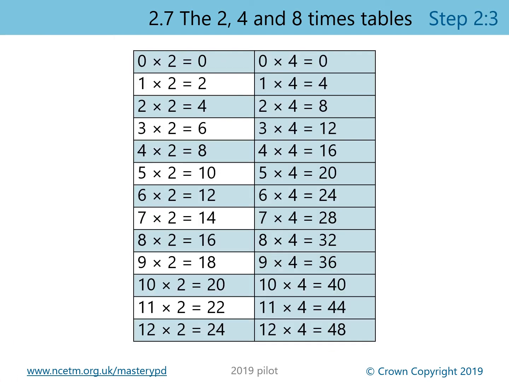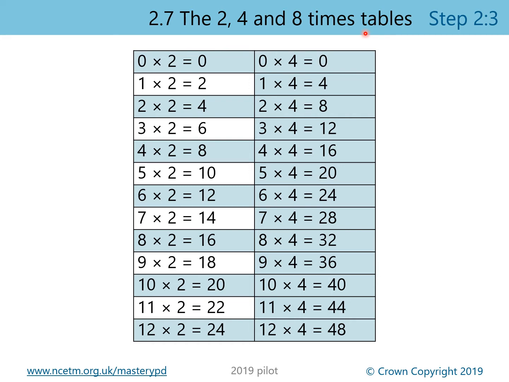Now we're going to have a look at both of the tables, the 2 times table and the 4 times table, to see if we notice any patterns between them. So on the left hand side is of course your 2 times table, and the right hand side the 4 times table. Now I want you to take a second to think about any patterns that you notice. You might even want to pause this video as you do that.